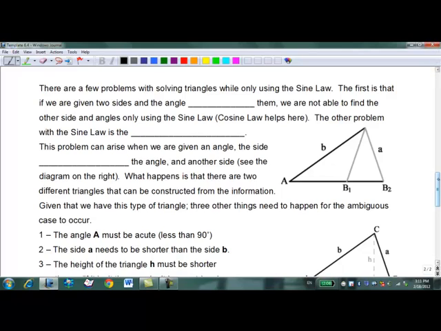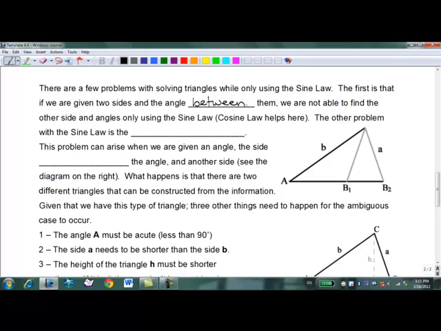When we solve triangles using only the sine law, the first problem is that if we are given two sides and the angle between them, we're not able to find the other sides and angles only using the sine law. And that's where the cosine law helps here. So you have two sides and you're given the angle between them, can't just use the sine law.